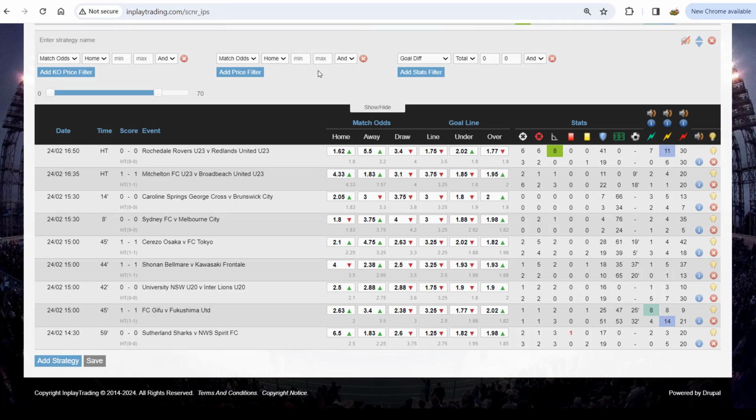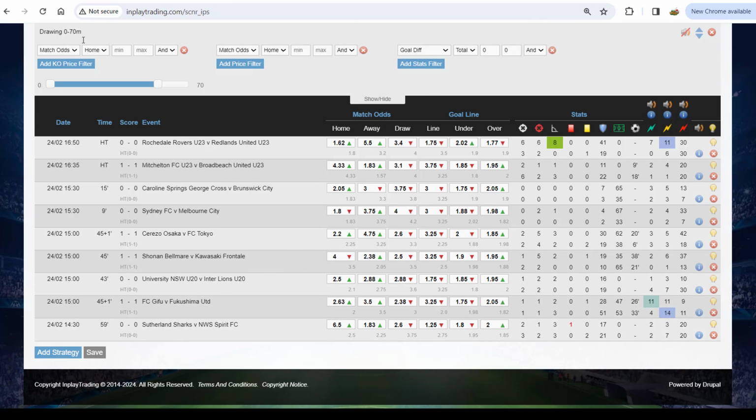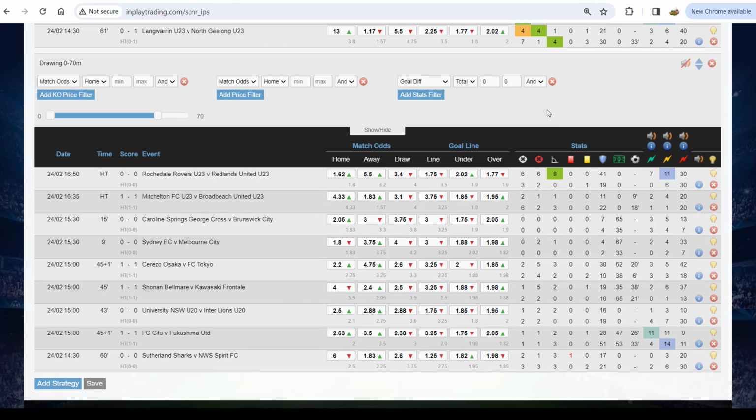At this point, if I logged out, this won't be saved. I need to left click on this enter strategy name and call this something to remember. For example, drawing 0 to 70 minutes. So just by doing that, this is now saved. And just to make sure, I'm going to left click on save here, so that's saved.